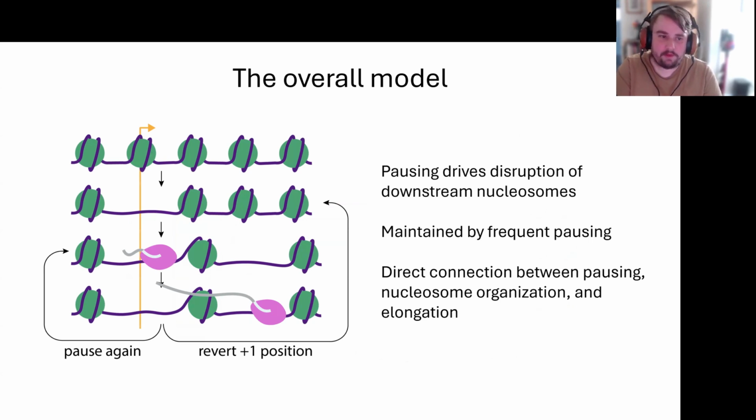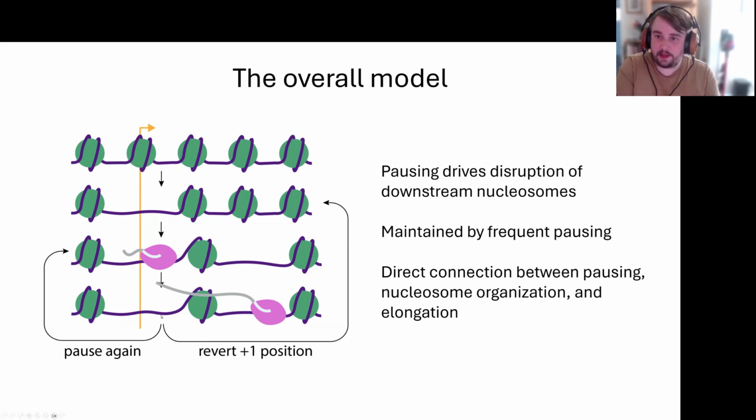So overall, we have a model now that there's more states of the promoter than I think had been previously appreciated. So we have this closed state where nucleosomes are blocking the TSS, and then that can be cleared and we have the ability to initiate, but there's not really space to pause. And then when pausing occurs, that drives this general shift of downstream nucleosomes, and particularly the +1 nucleosome, which seems to be pretty stabilized.